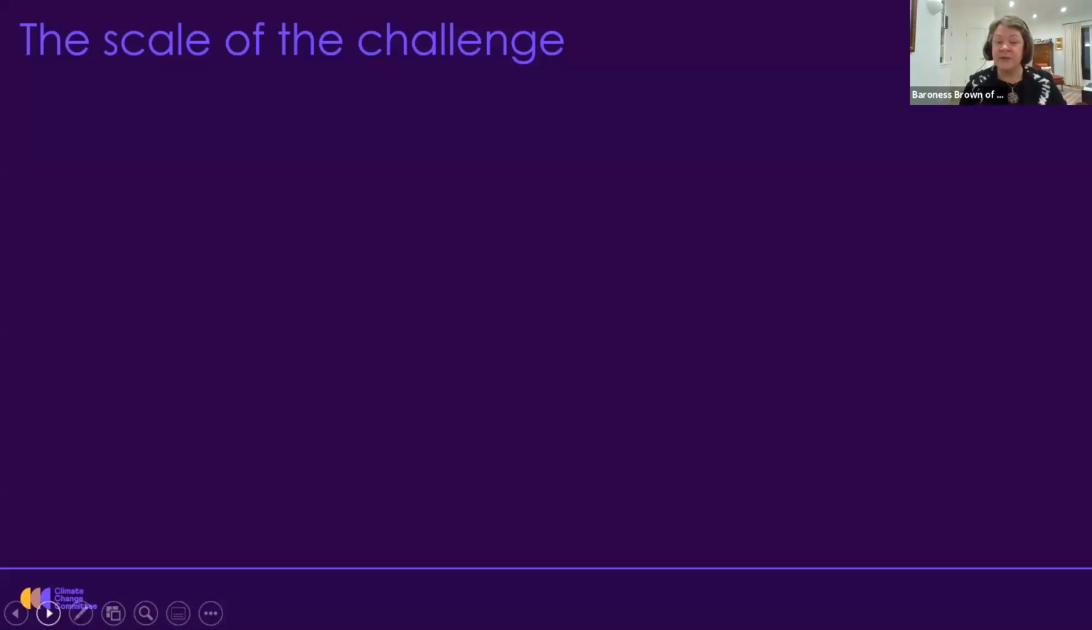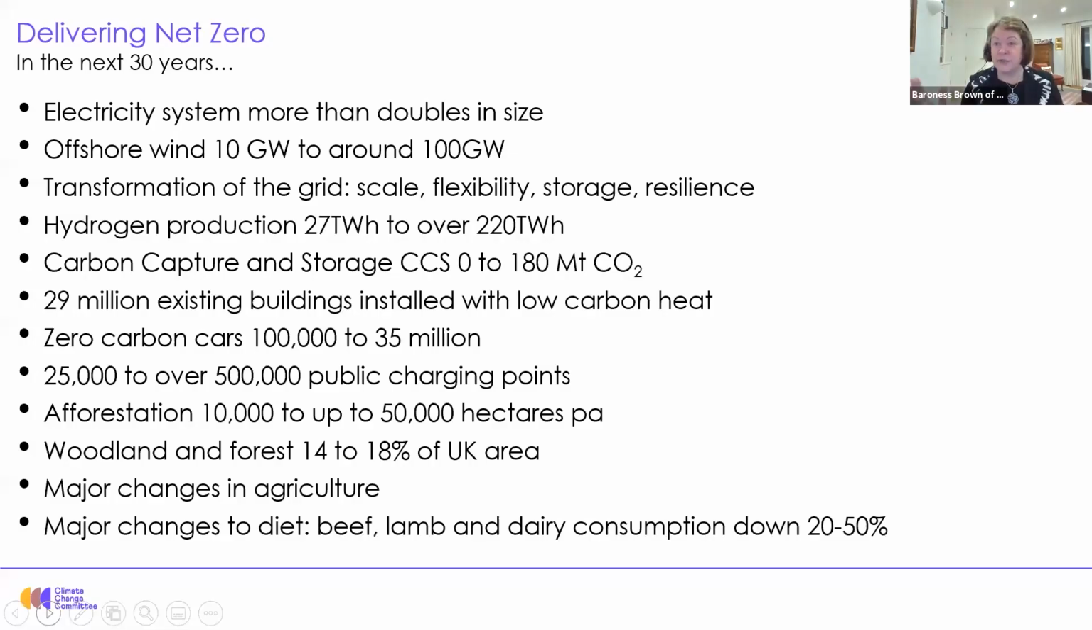The scale of the change is enormous. So in the next 30 years, so for students in your working lifetimes, we've got to double or triple the size of our electricity system. We're probably going to increase the amount of offshore wind around our shores by a factor of 10 to around 100 gigawatts. To support that and all of that renewable energy, we're going to have to completely transform our electricity grid in terms of the scale of it, but actually in terms of the flexibility of it, in terms of the storage, as I've said, in terms of how resilient it is.